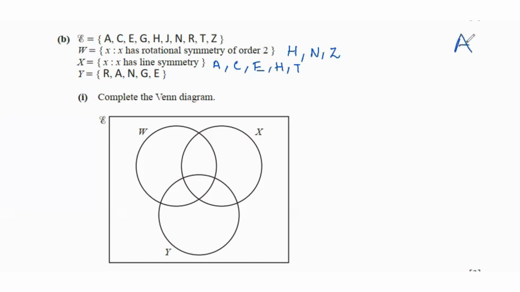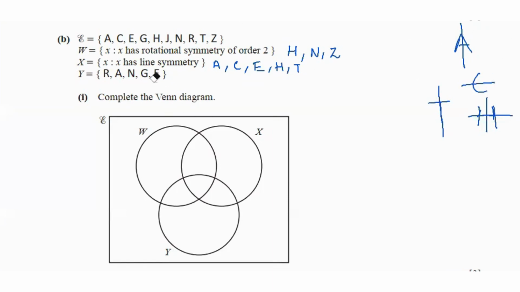Why? Because for A, this is the line of symmetry. For C, this is your line of symmetry. For H, you have a line of symmetry like this and like this. Then for T, this is your line of symmetry.